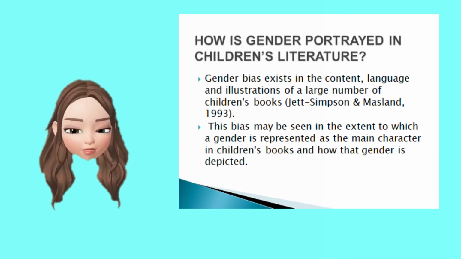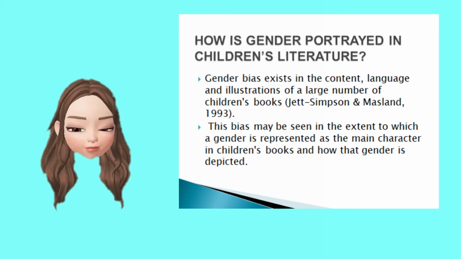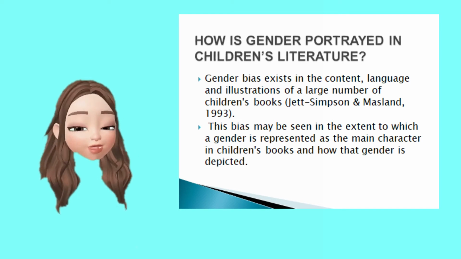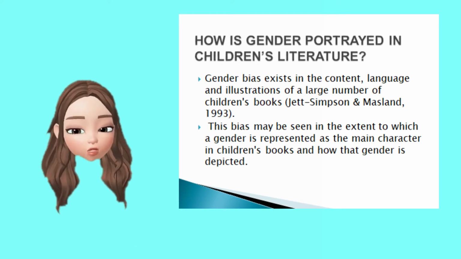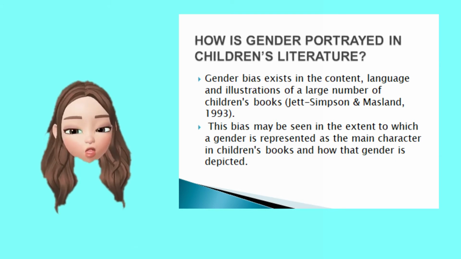Gender bias exists in the content, language, and illustration of a large number of children's books, according to Jenn Simpson and Musland in 1993. This bias may be seen in the extent to which a gender is represented as the main character in children's books and how the gender is depicted.